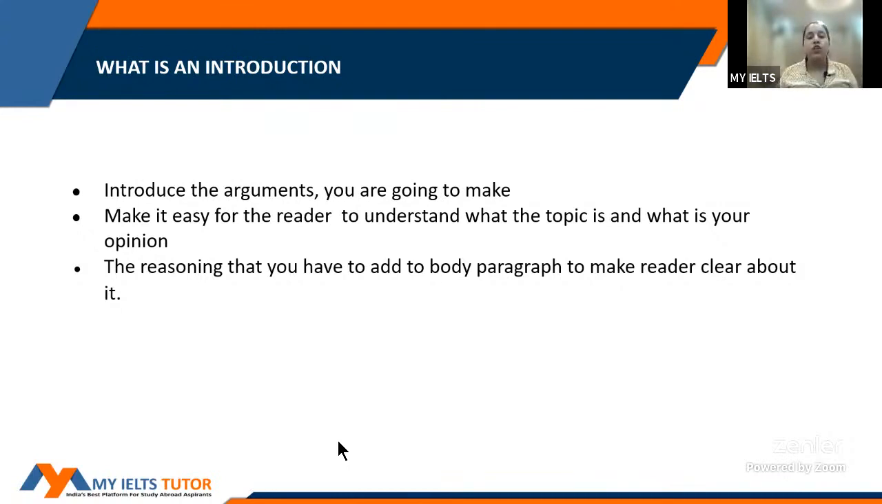When a reader reads your introduction, the reader is the examiner, okay? When he reads your introduction, he should have a very clear picture of what the topic is, and he should clearly understand what your opinion or your answer is. The introduction is a reflection of what the topic is and what your answer is. It is the first paragraph that maintains the relation with the upcoming paragraphs.